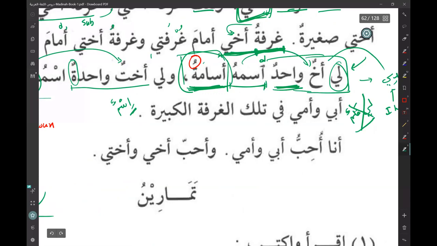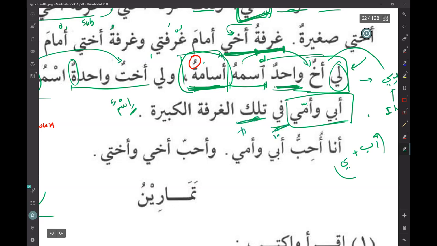Now we have a few more lines. Before the last one, we have Abi. Abi is my father: ab plus ya. Abi wa ummi, my father and my mother, fi tilkal ghurfatil kabira. First of all, do you understand? My father and my mother in that big room, feminine because of ghurfa. Now the question is, what do I put here? I have one answer. It says after fi, kasra should take place.